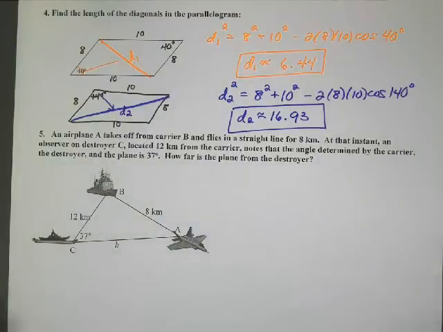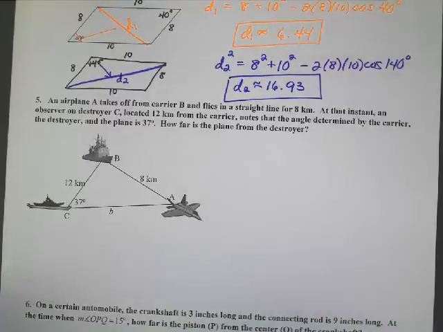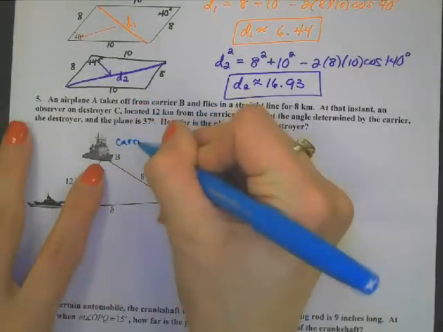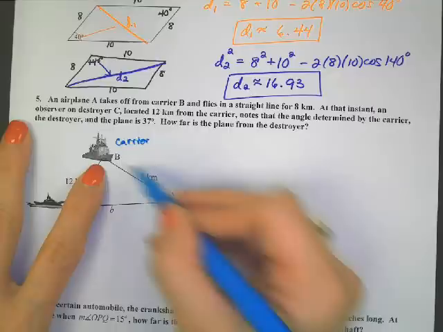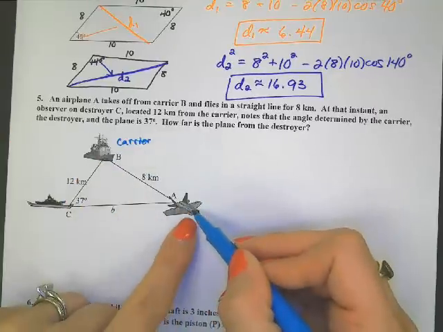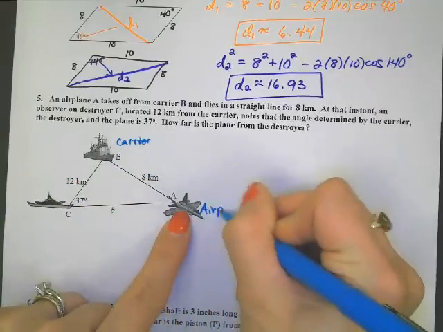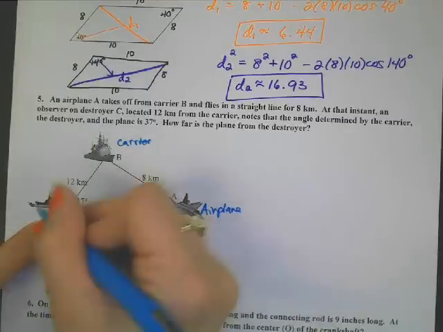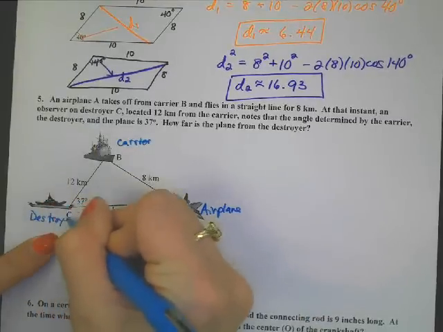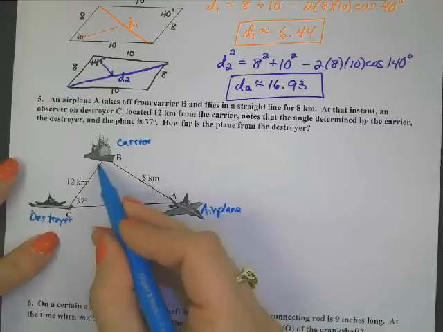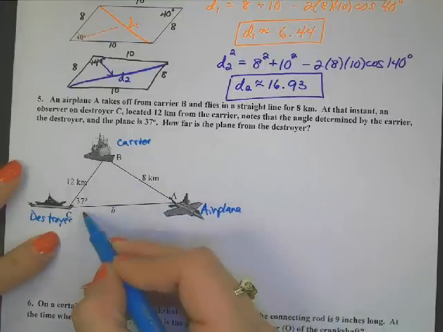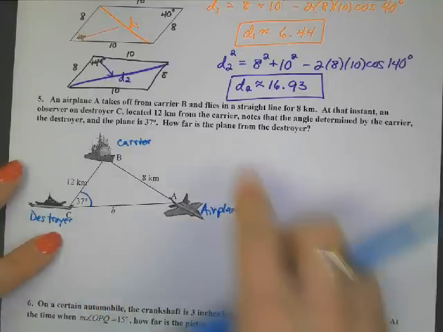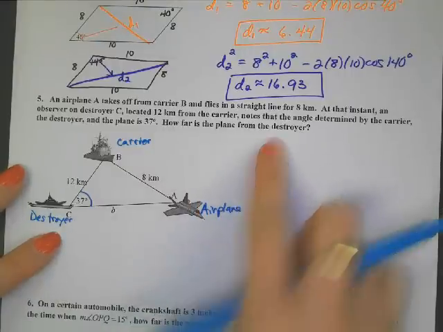Okay, here's a cute story. An airplane takes off from carrier B. So this must be the carrier here. And it flies in a straight line for 8 kilometers. Okay, so there's the plane. At that instant, an observer on destroyer C, so here's the destroyer, located 12 kilometers from the carrier, notices that the angle determined by carrier, destroyer, and plane is 37 degrees.